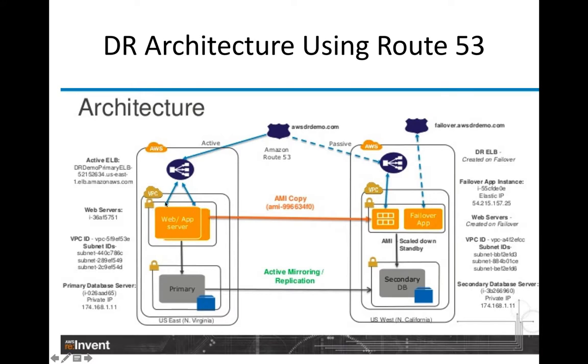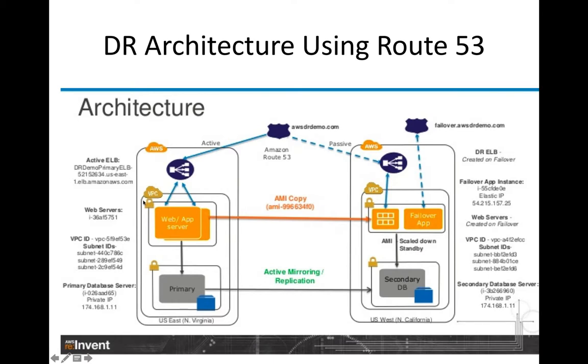Maybe this is an auto scaling group. The web servers are communicating with a backend RDS database instance. That RDS database instance is replicating its data with a secondary database instance running in a different region, in this case, the US West 1 region in North California.